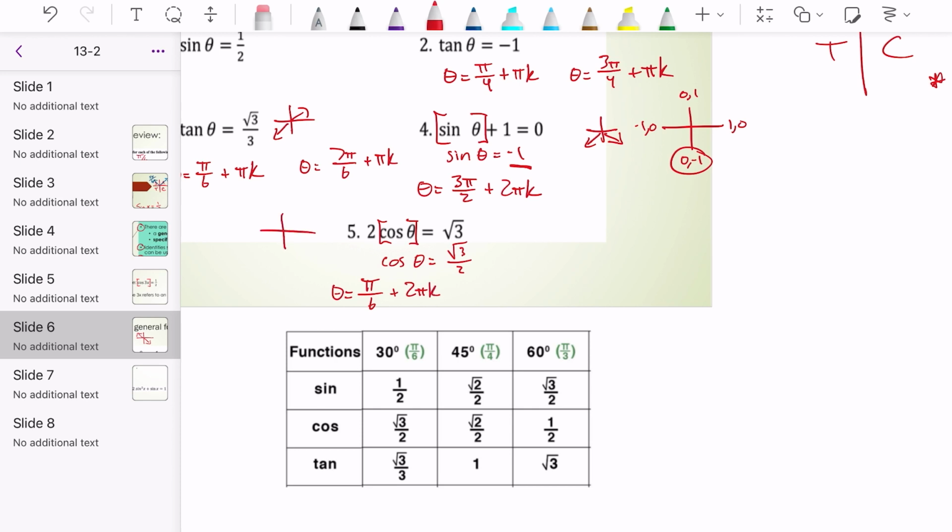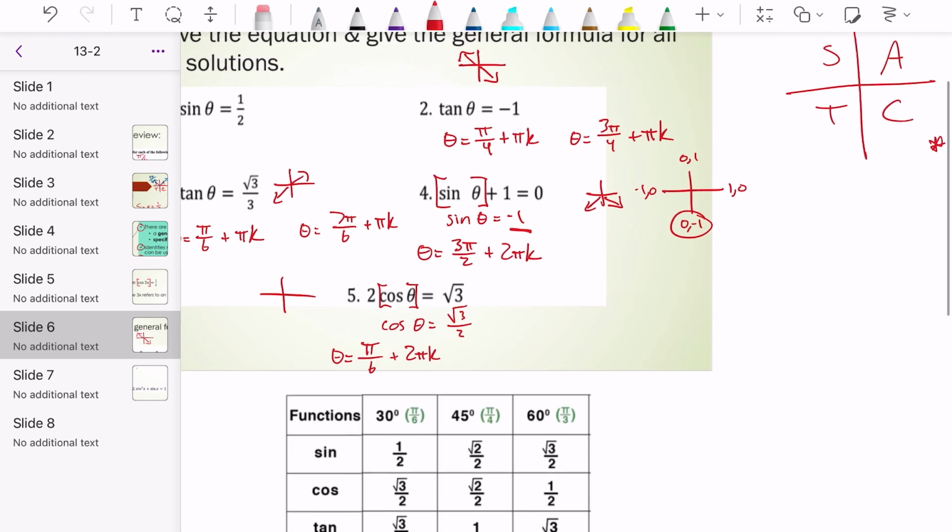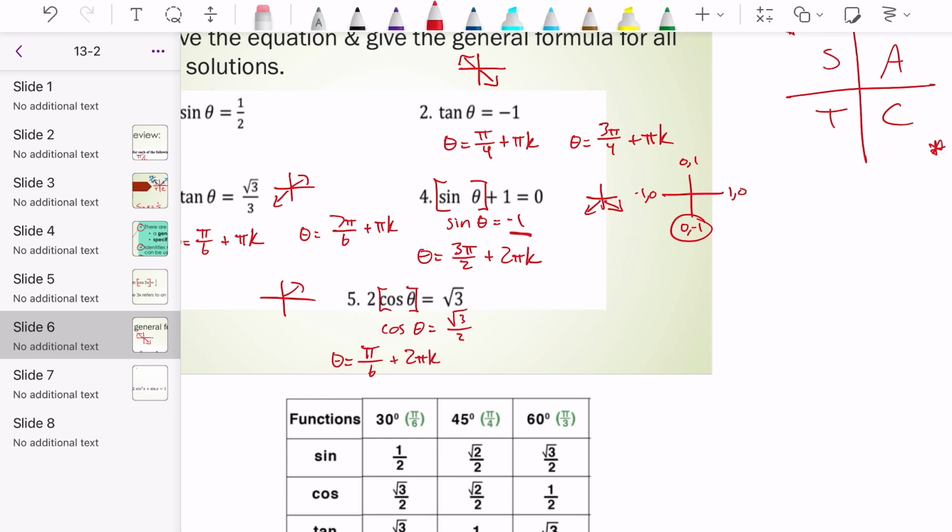Now, keep in mind, if we're dealing with cosine, it would be positive in quadrants 1 and 4. Because of that, we are also going to take a look at where pi over 6 would occur in the 4th quadrant. That would mean that theta is equal to 11 pi over 6 plus 2 pi k.